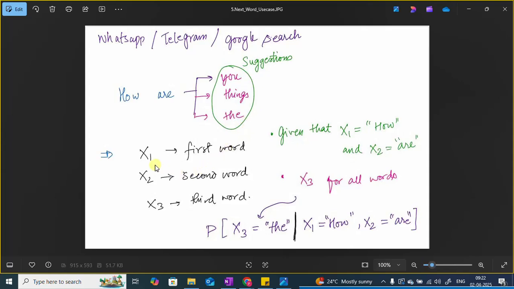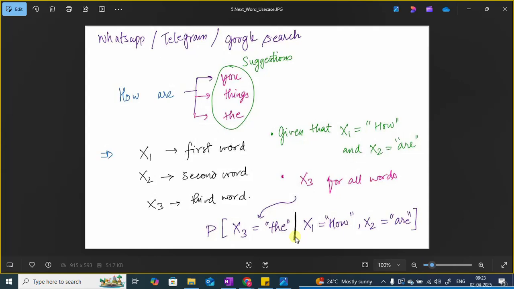Now, for example, X1, the first word, is "how". X2, the second word, is "are". X3 is the third word: out of these many auto suggestion words, I have to pick any one. Given that X1 is "how" and X2 is "are", I need to find X3. The question is: what is the probability that X3 is equal to "the", out of these three words, provided this pipeline symbol, the danda mark.